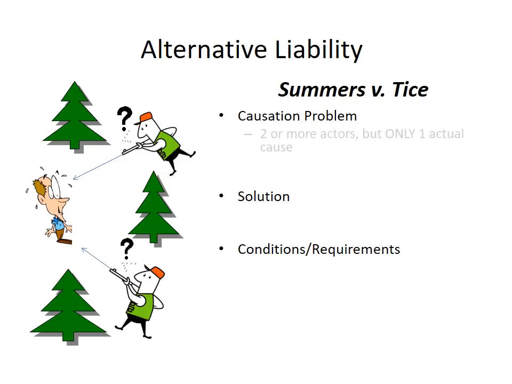Now, what's critically important here is, it's not like their shots combined to produce a single force that ultimately caused the plaintiff's injury. It's not like the independent sufficient cause scenario. Here, only one of these defendant shooters actually shot the plaintiff. The other defendant actually did not.